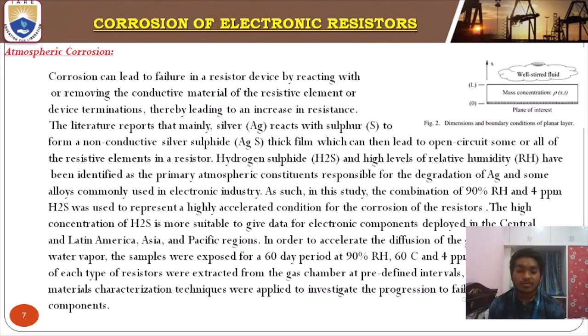The high concentration of H2S is more suitable to give data for electronic components deployed in Central and Latin America, Asia, and the Pacific regions. In order to accelerate the diffusion of gas and water vapor, the samples were exposed for a 60-day period at 90% relative humidity, 60 degrees Celsius, and 4 ppm H2S in 5 stages: 5, 10, 15, 30, and 60 days. Samples of each type of resistor were extracted from the gas chamber at predefined intervals, and a range of materials characterization techniques were applied to investigate the progression to failure of the resistor components.